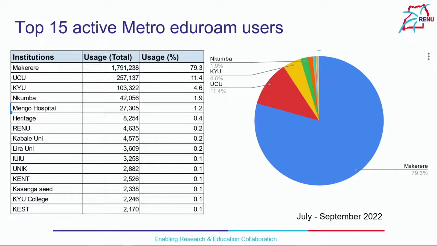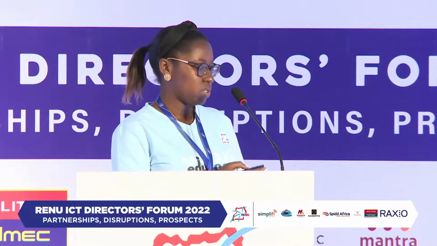So we mentioned that from January to now, we've been able to extend Metro Eduroam to even secondary schools. So you will notice that towards the bottom, we have some secondary schools also appearing on the top of the Metro Eduroam users. That is Kansanga Seed, we have Heritage somewhere up there, and then Champion College.